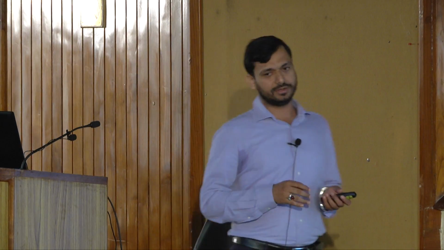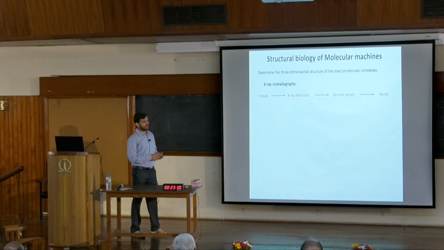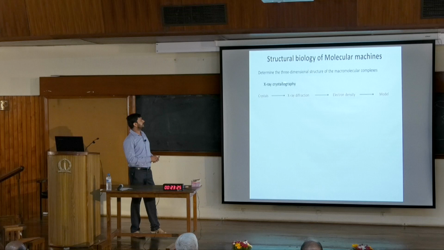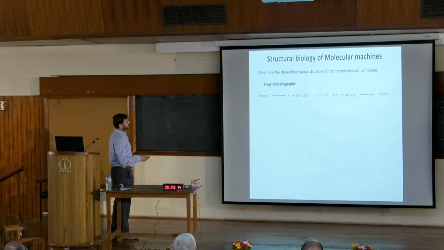So in terms of structural biology of the molecular machines, there are primarily two major methods by which the structures of the molecular machines have been determined. Mainly X-ray crystallography has been the choice of structure determination till now. In X-ray crystallography, the protein or the macromolecular complex is first crystallized into a three-dimensional crystal, and then X-ray diffraction data is collected from this crystal.